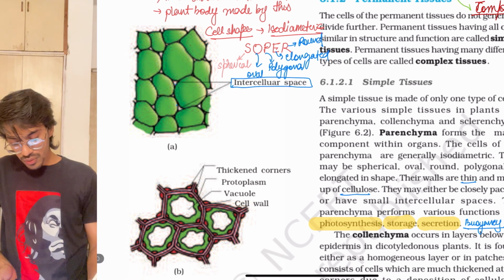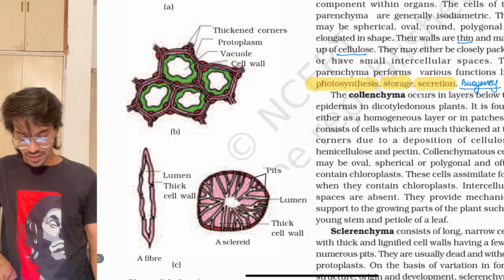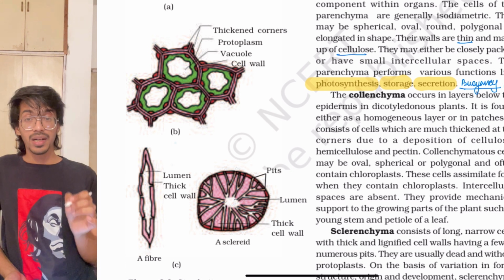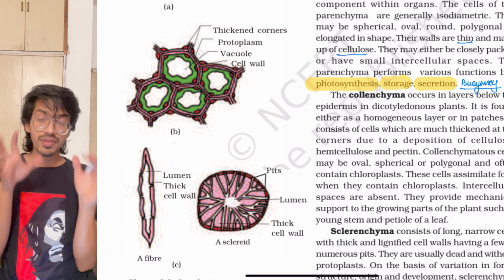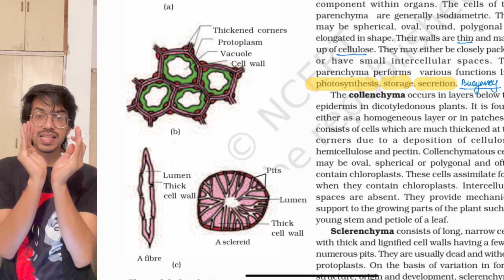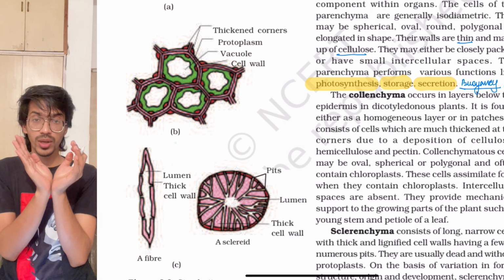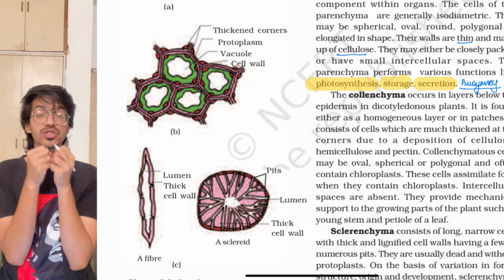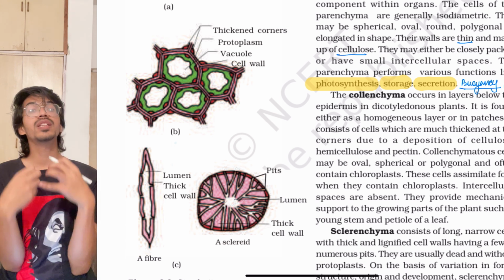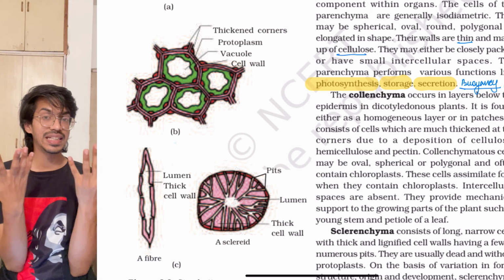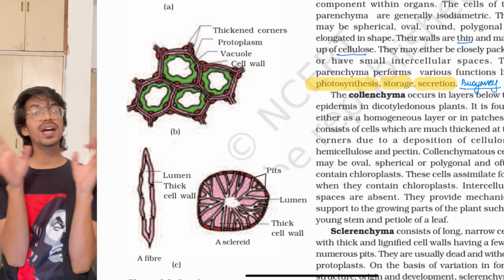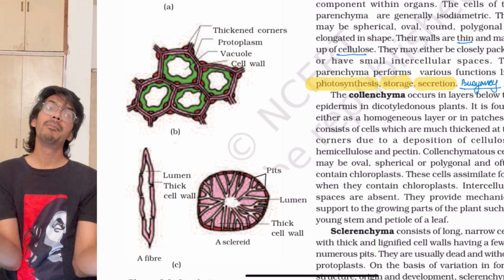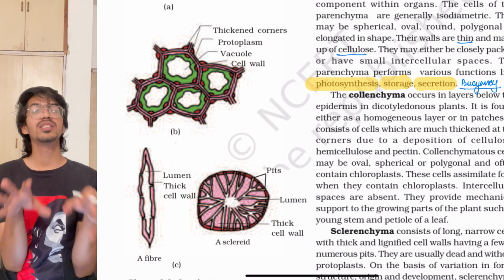After parenchyma, we have sclerenchyma. Sorry, collenchyma. Now collenchyma, always remember that its cell wall is very thick. If something is very thick, imagine how rigid it would be. So it is present at the places where mechanical strength is needed, especially in the leaf.